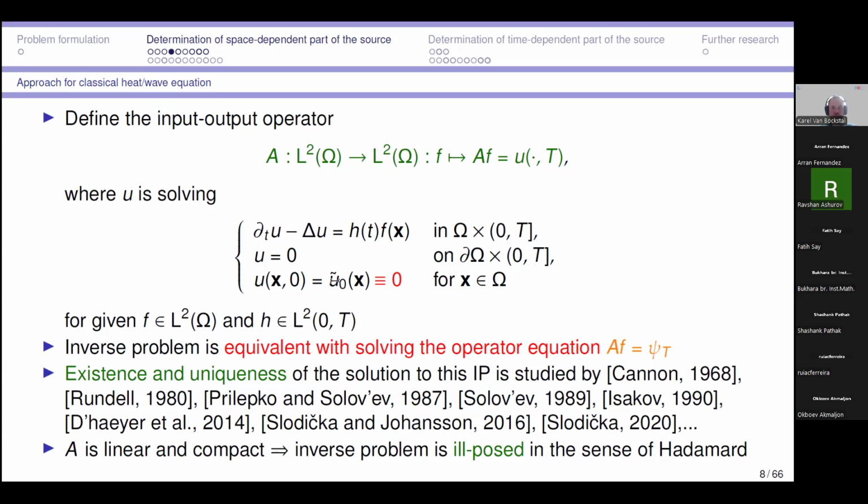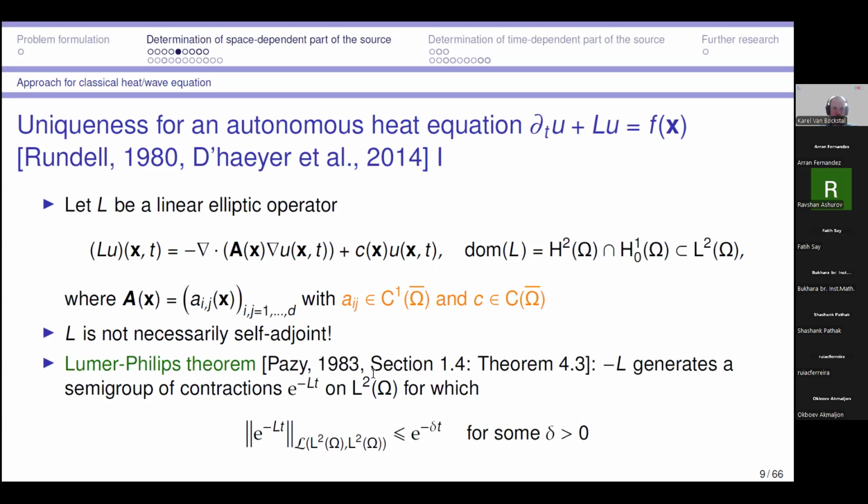So the inverse problem is formulated as an operator equation, and existence and uniqueness of the solution of this inverse problem is studied in many papers, starting from the paper by Cannon and Rundell. You have the book of Prilepko and Isakov, and also more recent work of Marian Slodička and Thomas Johansson. And so now I will go through these results and also give some details about the proofs, because it's good to remind.